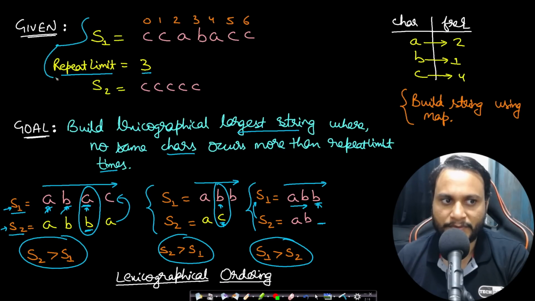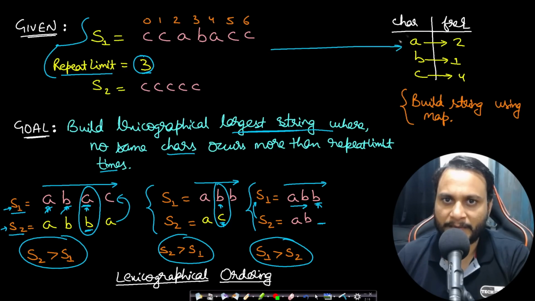So given string s1 and the repeat limit, let's say 3, we want to build the lexicographically largest string possible where you cannot use more than repeat limit number of the same character side by side. Now in this case, what you can logically do is build a frequency map out of the given string, where you will count all the unique characters. So a has occurred 2 times, b has occurred 1 time, c has occurred 4 times.